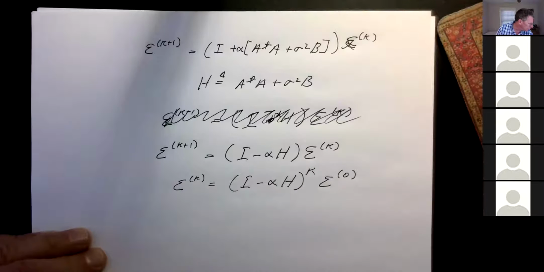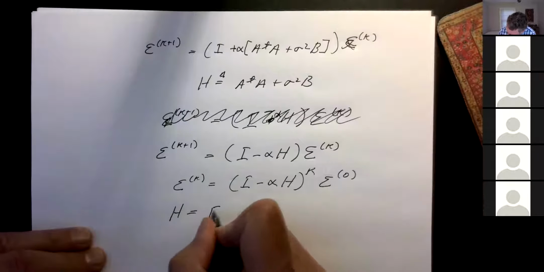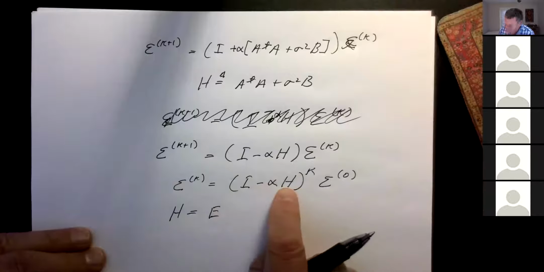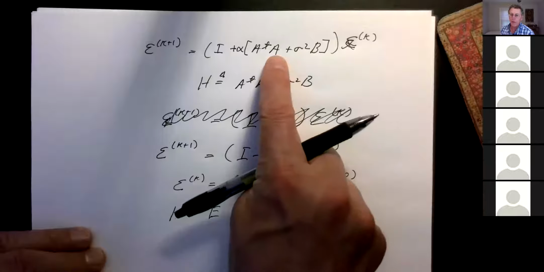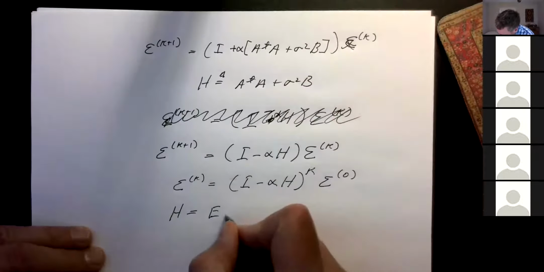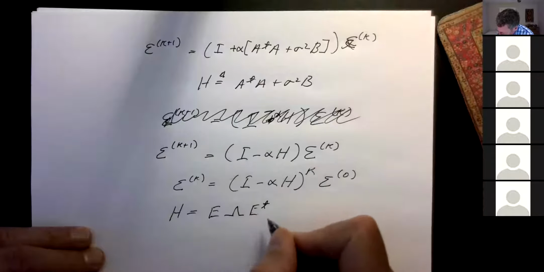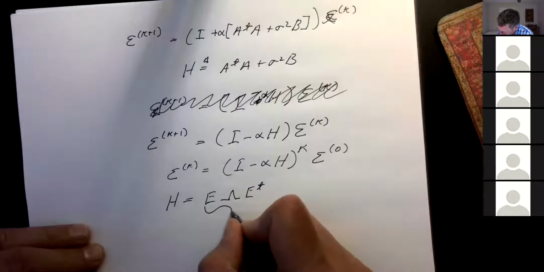Then you have that H equals E lambda E transpose. H is a symmetric matrix, since A transpose A is symmetric and B is symmetric. So this is a symmetric matrix, and you can always write it in this way. This is the eigen decomposition.